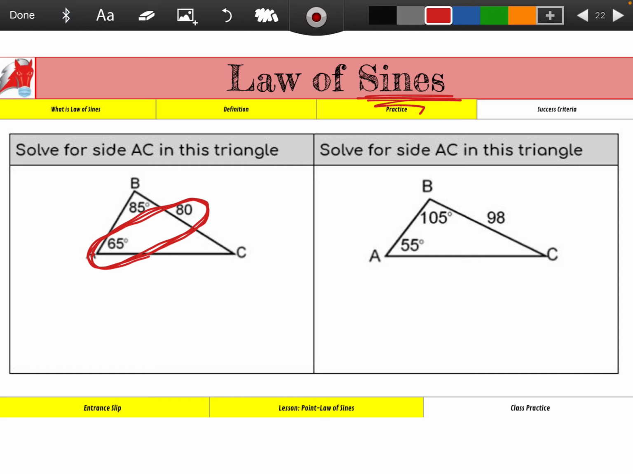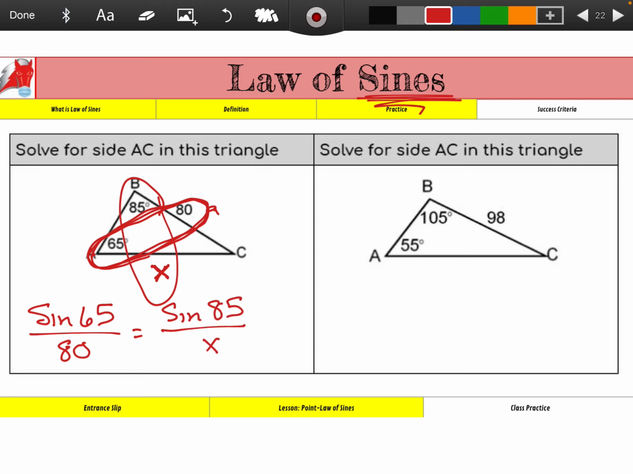So if this is A, little a, and I say, well, what else do I have? Well, I have B. I'm going to try and find this piece, which means I have this relationship. So I'm going to say the sine of 65, that sine ratio over the opposite side is the same proportion, the same ratio, as this over the side I don't know. Okay. Now I'm simply going to be solving.